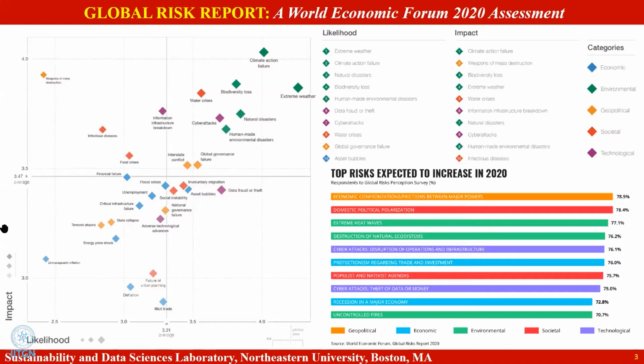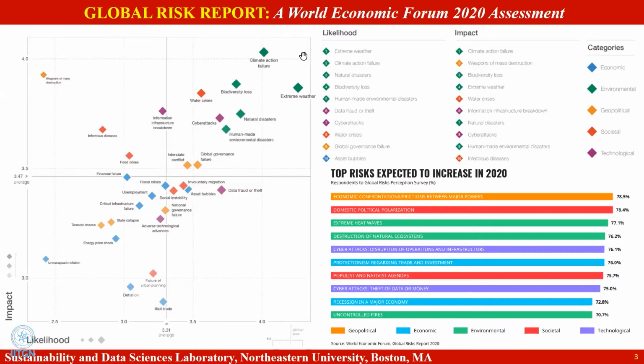And on the x-axis of this graph, you have the likelihood of some risk happening. Here's the chance, the probability of something happening. On the y-axis, you have the impact, which is, if that were to happen, what would be the cost in terms of human lives, cost in terms of economy, et cetera. So the more on the top right that you go, that's where some of the greatest risks are, according to the World Economic Forum.